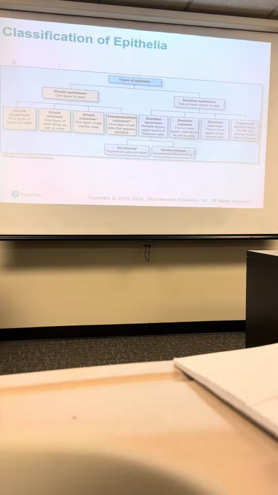And then sometimes they can have column-shaped cells, meaning they are taller than their width. One layer of column-shaped cell is simple columnar. Multiple layers of column-shaped cell is stratified columnar. In terms of the columnar, you need to understand there is another type, called pseudo-stratified.